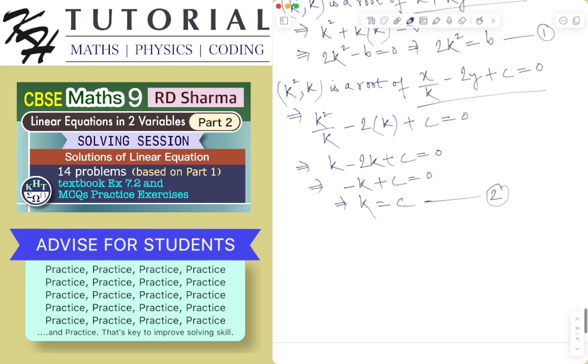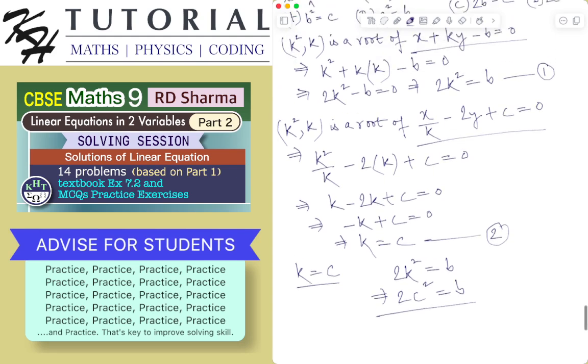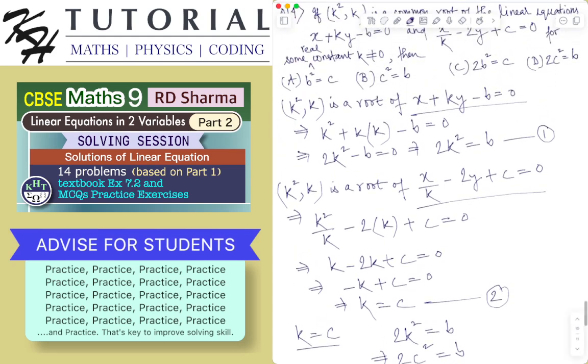Obviously we can. We know that k is equals to c. We also know that 2k square is equals to b. In 2k square equals to b, I will substitute the value of k as c. So I have 2c square is equals to b. So this should be the relation between b and c, that is 2c square is equal to b. So the correct choice is D. D is the correct choice.